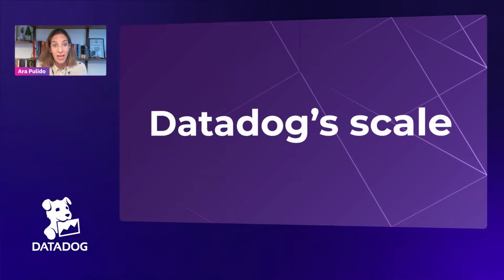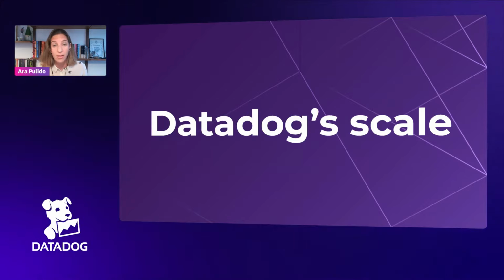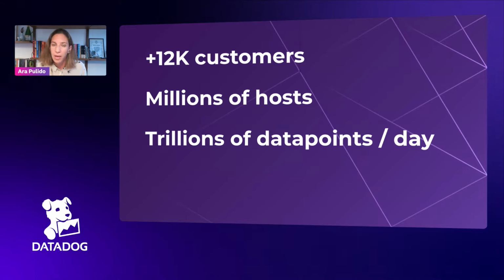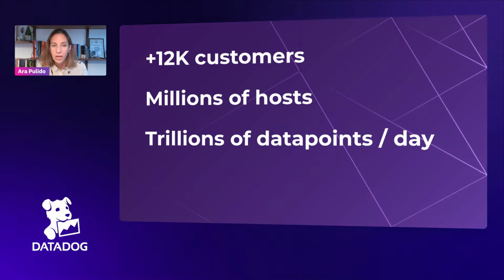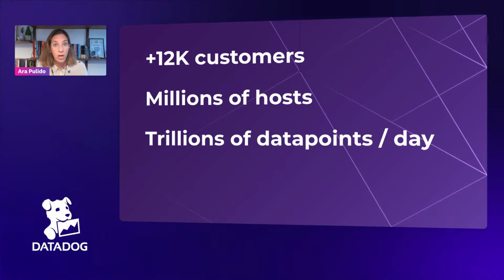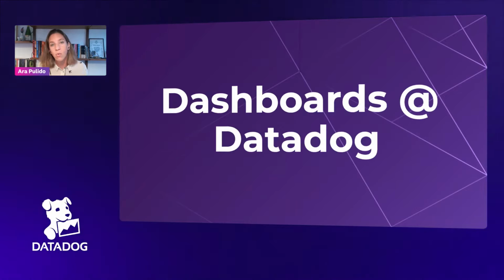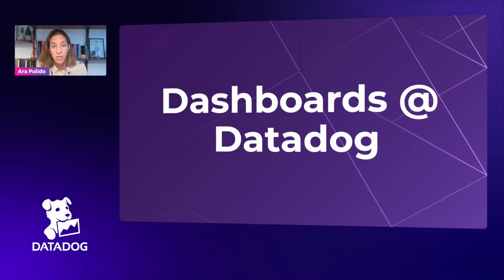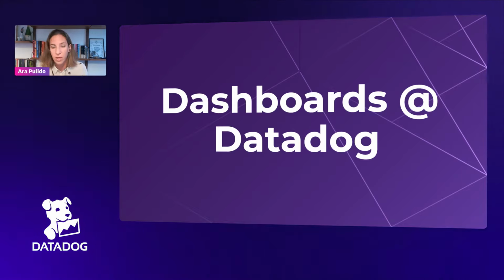Cool. So yeah, key people to talk about this. First of all, just to understand Datadog scale, I think it's important because some of the decisions that we make take that into account. Datadog has more than 12,000 customers. And obviously we are a monitoring platform, so we gather data from the infra and applications of our customers, and that adds up to millions of hosts, which translates into trillions of data points per day. With all the data that we get from our customers, having a way to visualize that data so they can gather information about how their systems and applications are behaving is definitely a key aspect of the product.